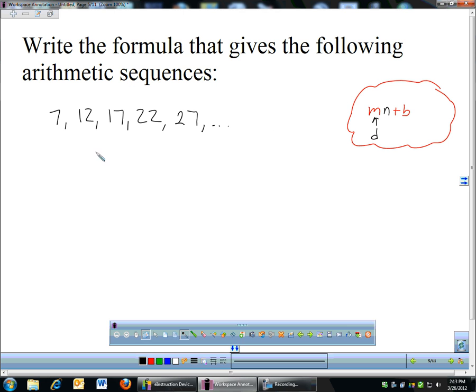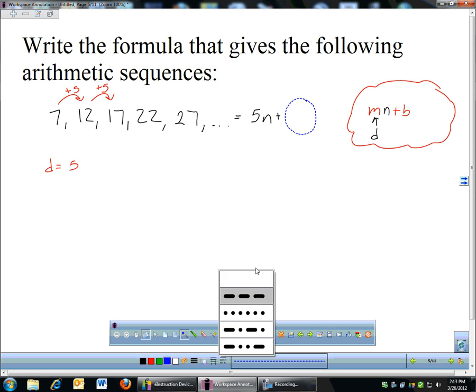So really the first thing I'm going to do, if I want to find a formula for this, is find the common difference. Looking at this, I am adding 5 each time, plus 5, plus 5. So my common difference is 5, which means this formula is going to be 5 times n, so it's 5n plus some number, and then we have to figure out what number we have to add.